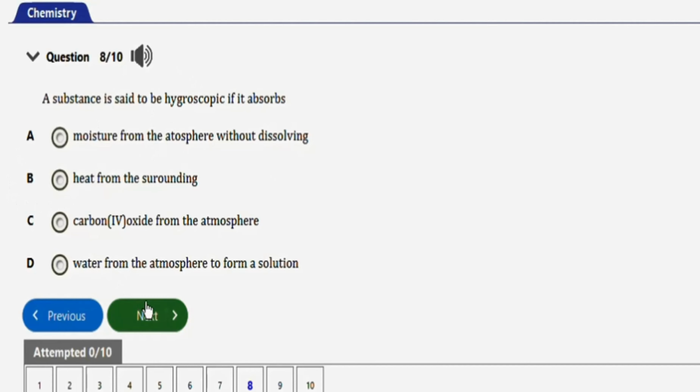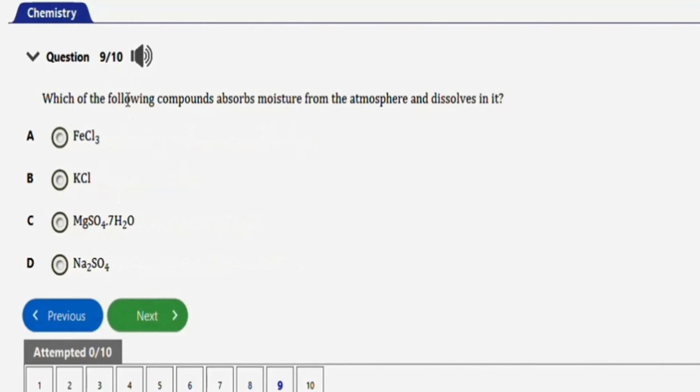The next question says which of the following compounds absorbs moisture from the atmosphere and dissolves in it? We have iron trichloride, potassium chloride, magnesium sulfate heptahydrate, and sodium sulfate. Right option will be option A, iron trichloride.